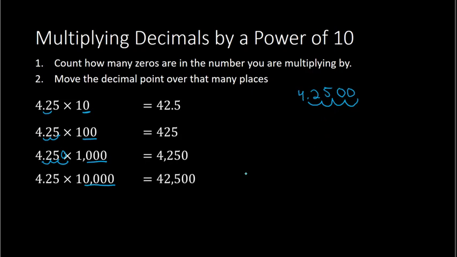And one last time, if we do it times 100,000, we now have 5 zeros after the 1. So I move the decimal point over 5 places. So up here we had moved it 4 places. To move it 5 places, we just add another 0 at the end, and that gives us 425,000. And that concludes our lesson for today. We will see you next time.